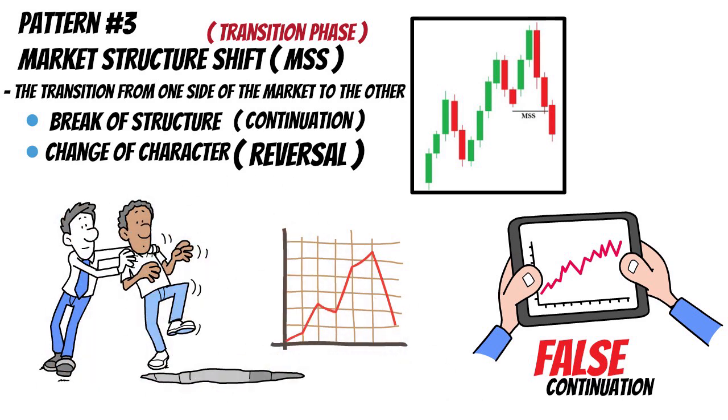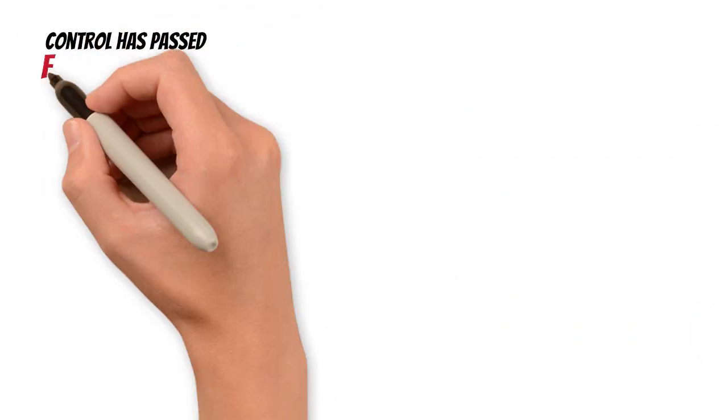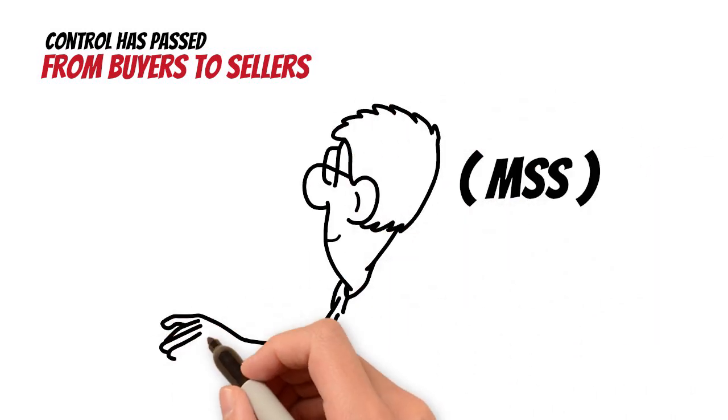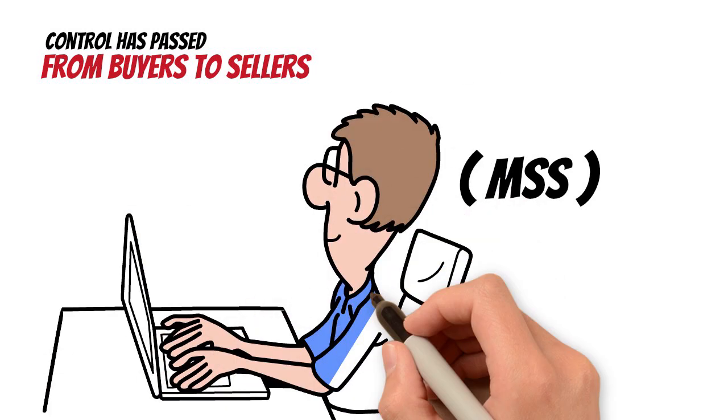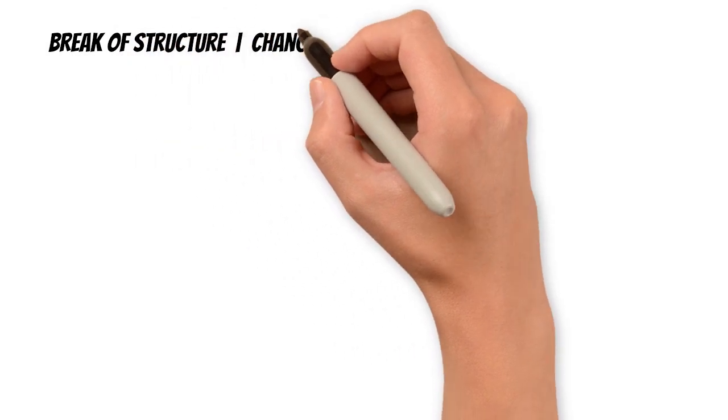It signals that the attempted trend continuation was a trap. Smart money has shifted positions, and control has passed from buyers to sellers. Traders look for MSS because it often captures the exact moment liquidity is swept on one side before the true trend shift begins. It is a smart money footprint that price is changing direction with intent, not just noise.